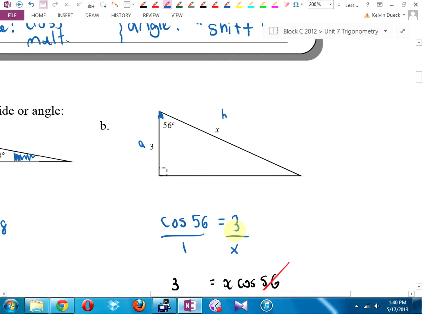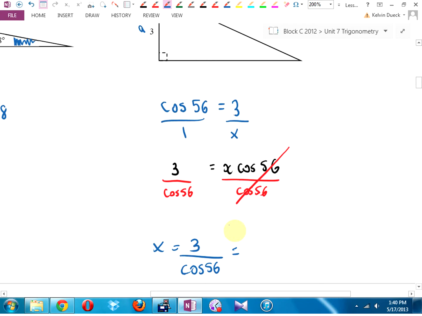5.36. Rounded off properly? 5.36? That's all I can ask you to do in terms of finding a side. It's either going to be on the bottom or the top of the trig function. I'll give you one of opposite, adjacent, hypotenuse, and I'll give you an x somewhere. Mr. Dueck, what if you had 2 sides? You can use Pythagoras, which we already did.